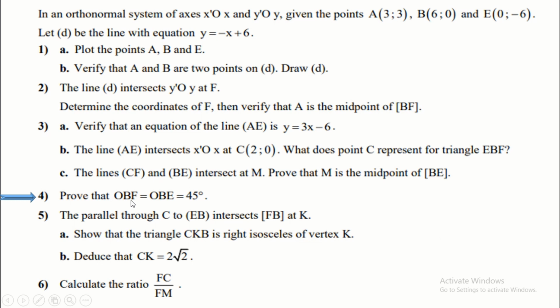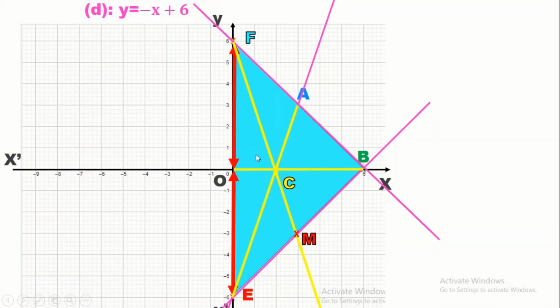Now prove that the angles OBS and OBE are each equal to 45 degrees. Let's note something. If you note that triangle BEF is right isosceles at B, we have two methods to prove that these angles are each equal to 45 degrees. First of all, we should prove that this angle is equal to 90 degrees.